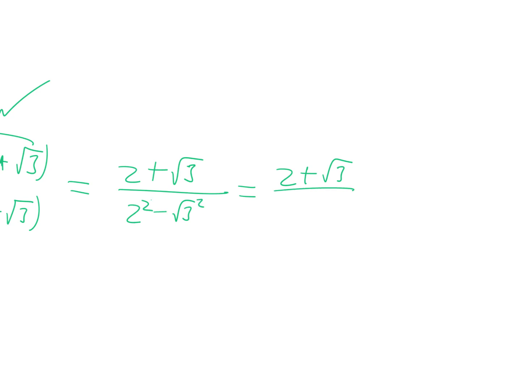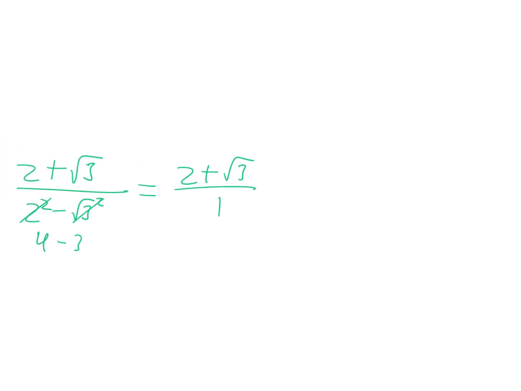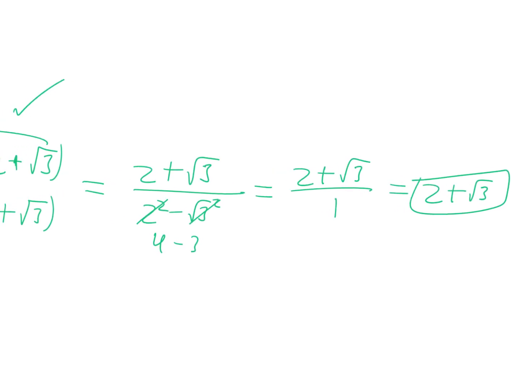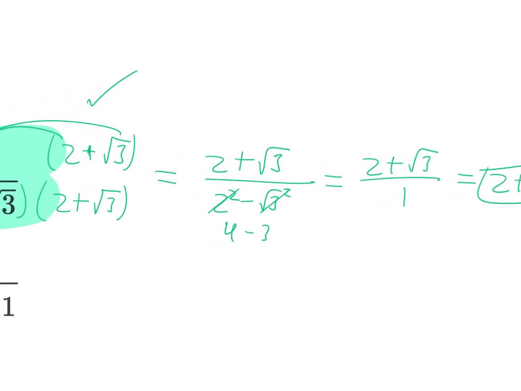All right, and then on the bottom, 2 squared is 4, square root of 3 squared is 3. 4 minus 3 is going to get you 1. Anything divided by 1 is itself, so you don't need to write the bottom. This just becomes 2 plus the square root of 3. All right, so we get something like that.